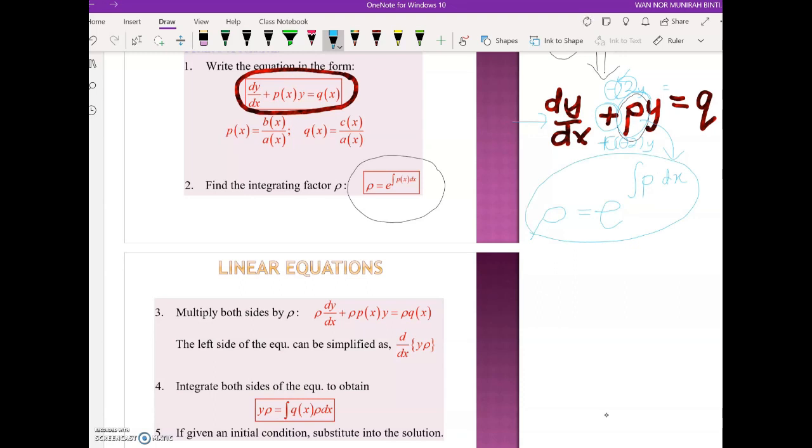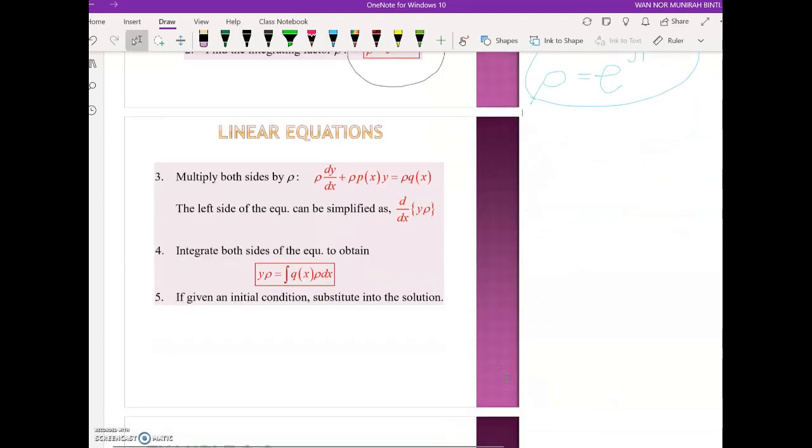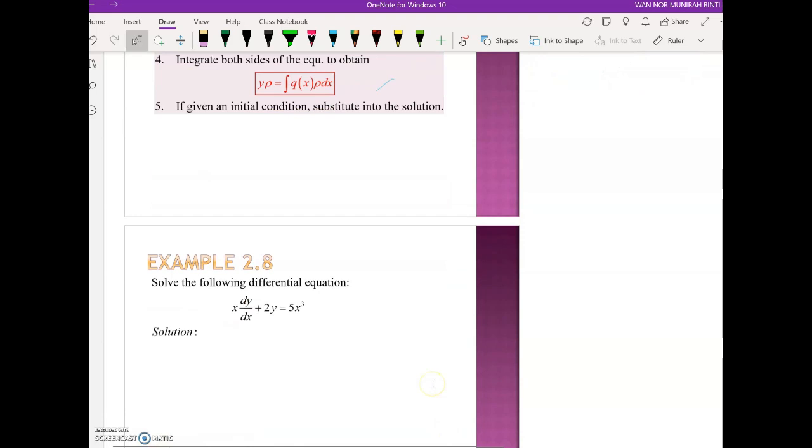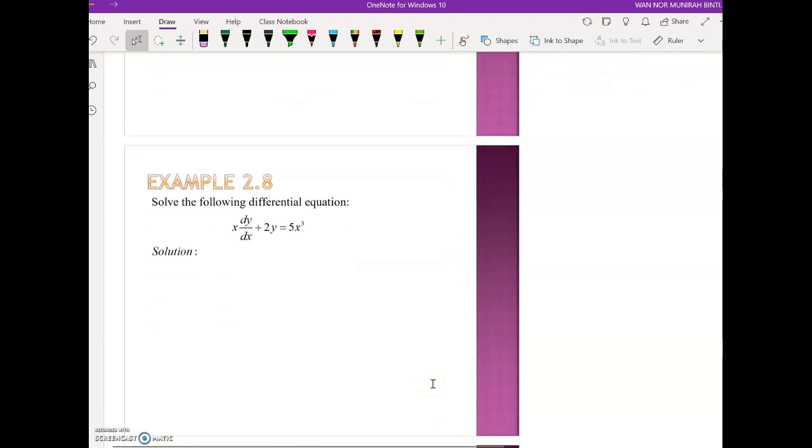After you find your integrating factor, just follow the steps of the solution. I don't want to discuss much on the steps of the solution. You can find them in your PDF notes, but I will show you the steps throughout the example. So now let's solve the differential equation here.